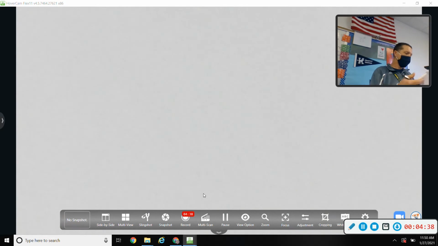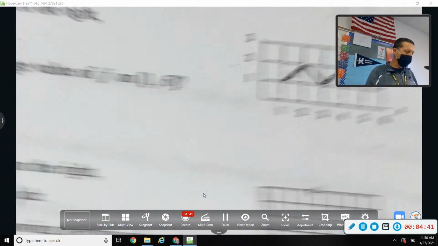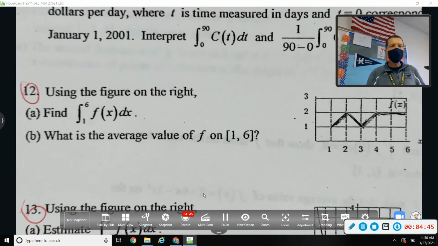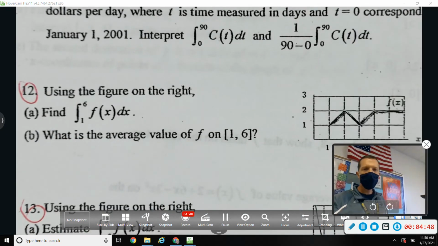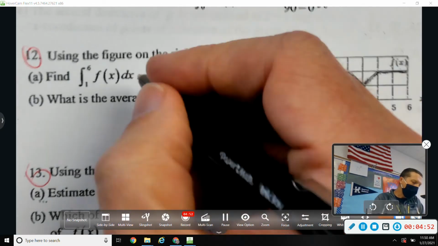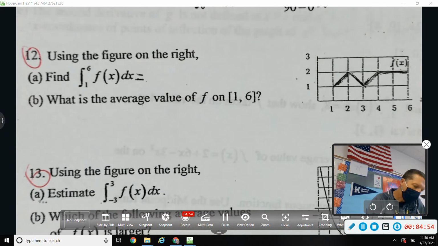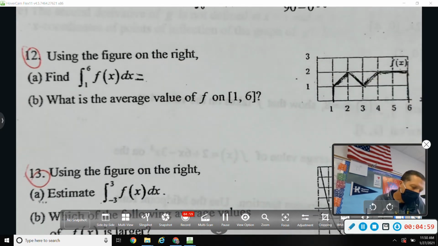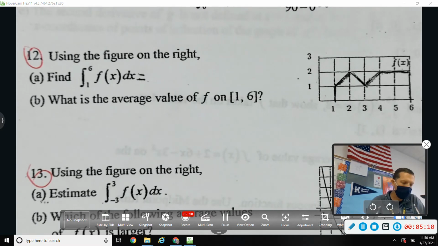All right, number 12. Speaking of 12. Using the figure on the right, find the antiderivative, or the area under the curve, from 1 to 6. Okay, rather than go piece by piece, I think I'm just going to count the squares, because they're all like 1 unit squares, and they're all either 1 or half.